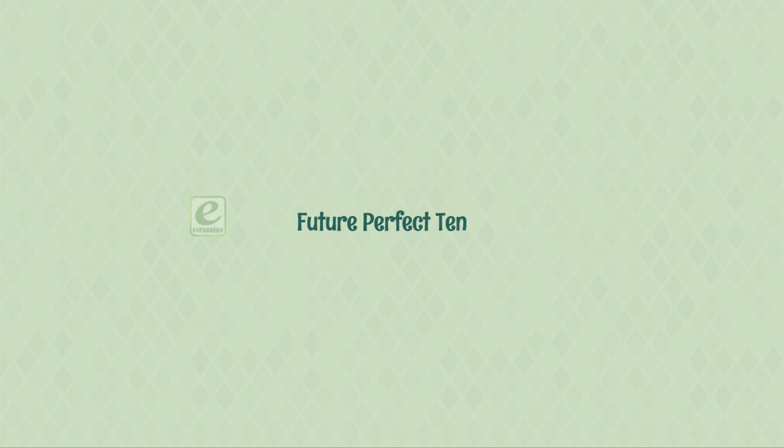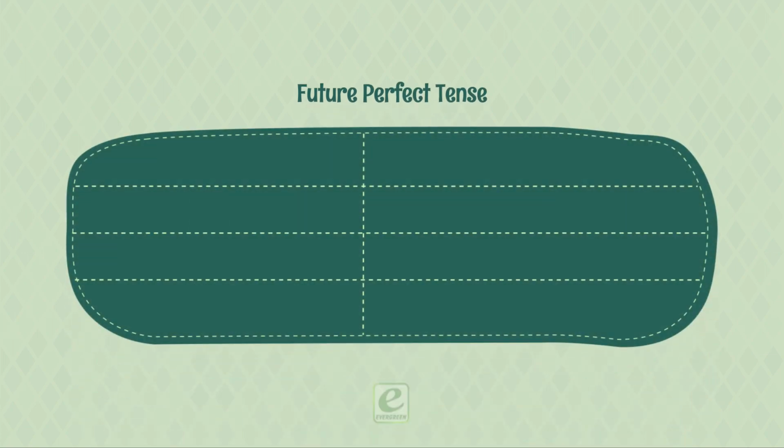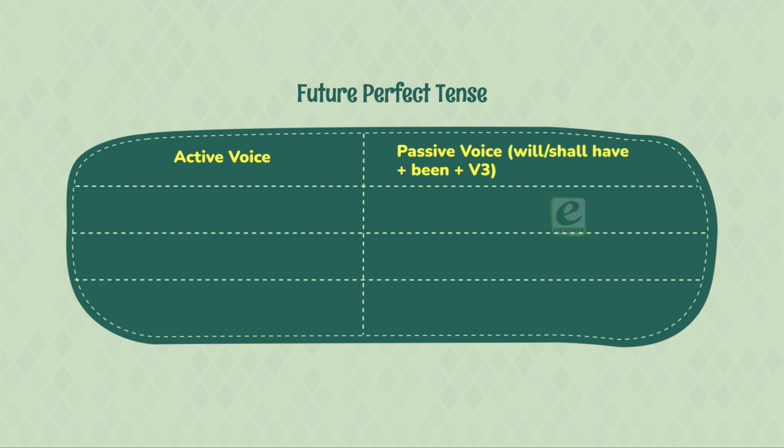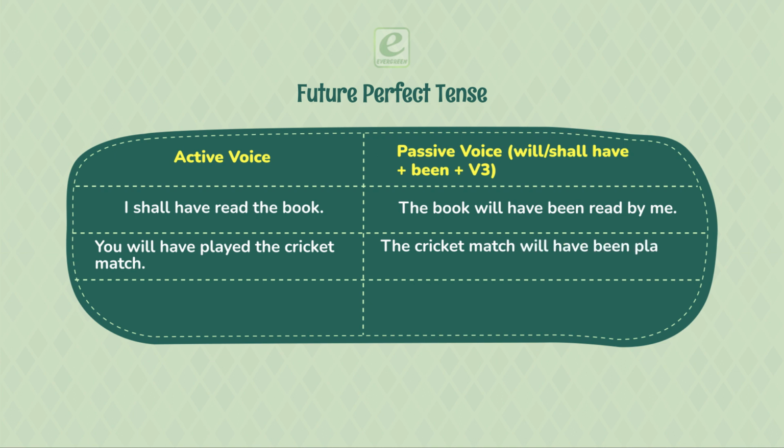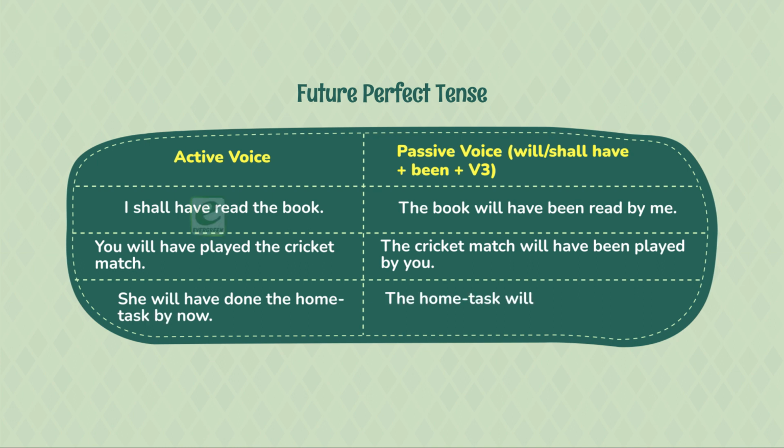Future perfect tense. Active voice, passive voice: will, shall have plus been plus third form of verb. I shall have read the book. The book will have been read by me. You will have played the cricket match. The cricket match will have been played by you. She will have done the home task by now. The home task will have been done by her by now.